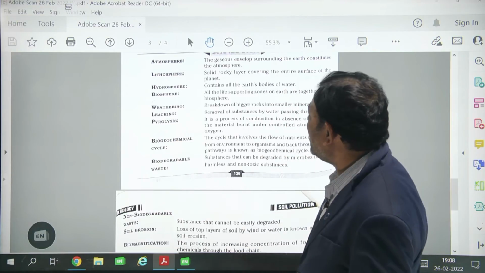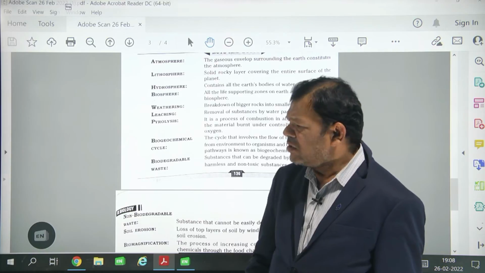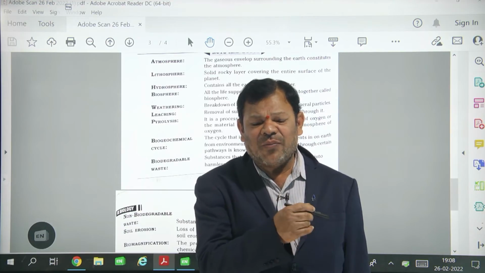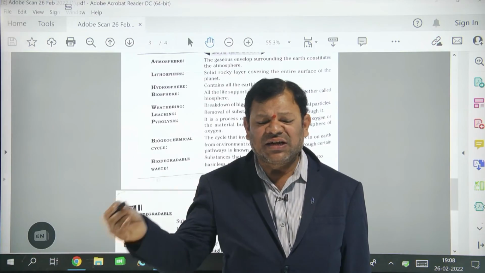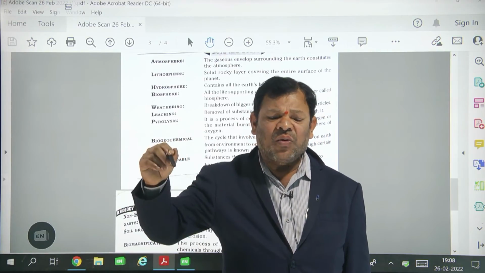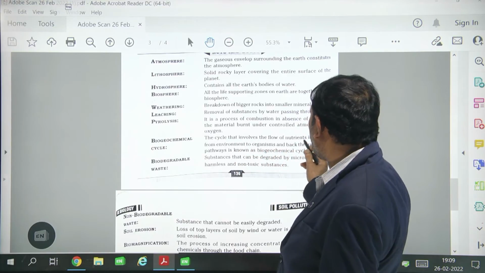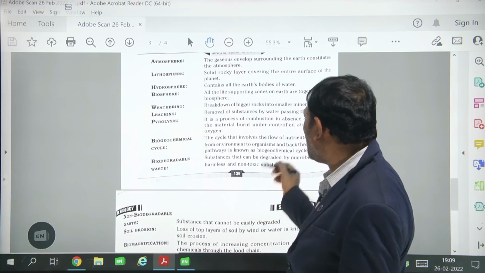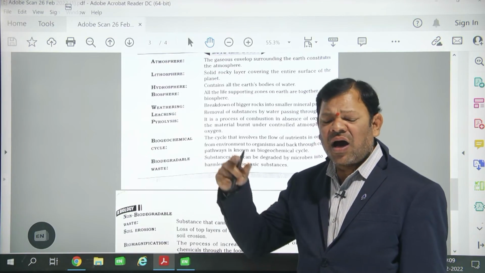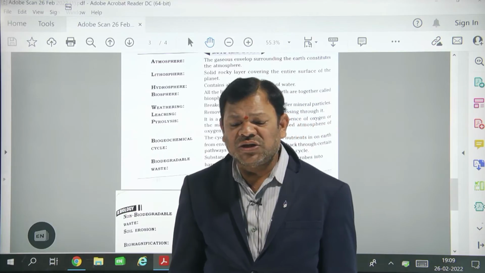Next, biogeochemical cycle. Bio means plants and animals, geo means land. So what chemicals are present? For example, we breathe oxygen, which comes from plant to animal. After the death of plants and animals, it again joins the soil. So these cycles are known as biogeochemical cycles: geo to bio, bio to geo. The cycles that involve the flow of nutrients from the earth to organisms and back through certain pathways are known as biogeochemical cycles. First earth to organism, organism to environment, environment again to soil.